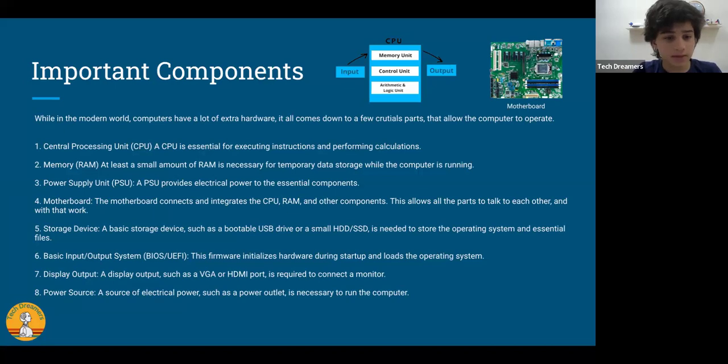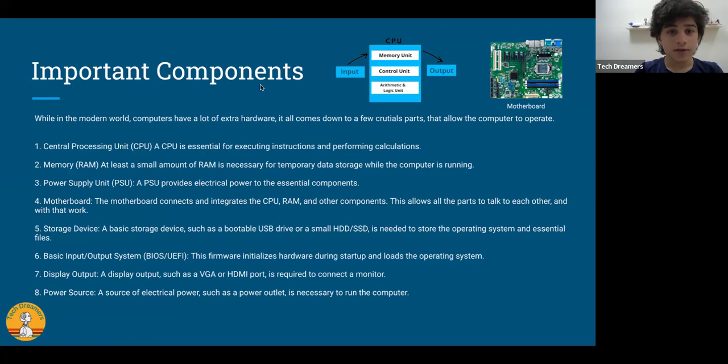The sixth thing is the basic input and output system. This firmware initializes hardware during startup and loads the operating system. So when you first turn on your computer, you need a system which can basically make it go from a black screen to showing something, which would be what we discussed as software. So when you turn on your computer, you need something to kind of power up the software and actually show something, and that's the system that we discussed.